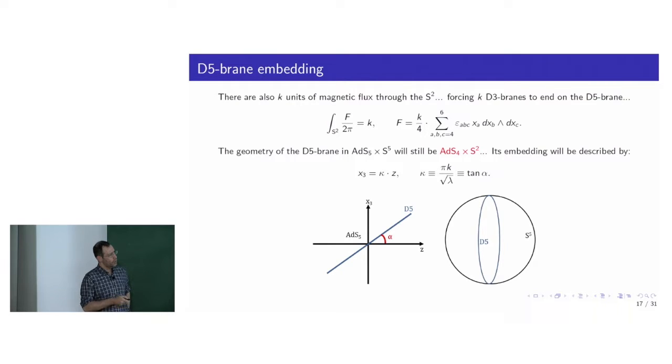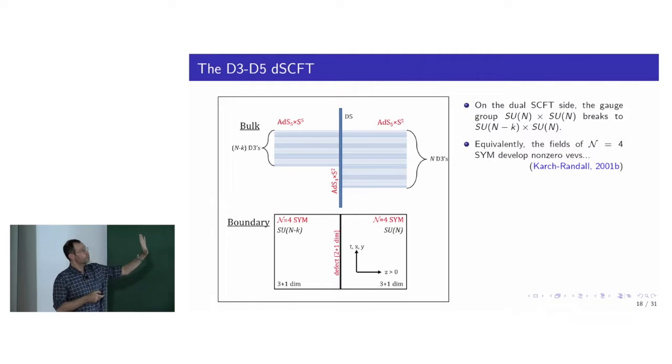And on the S5 part, we have a D5 brane, which is a stable two-sphere. This sphere is usually, sometimes, unstable towards flipping off the sides of the sphere, but this has been proven to be very stable in the presence or in the absence of flux. And now the holographic setup in the presence of flux is this one. As I said, because of energy conservation, K of the D3 branes have to end on the D5 brane.